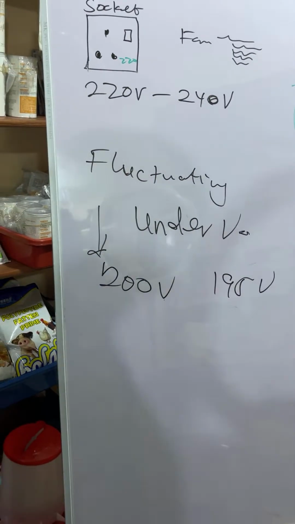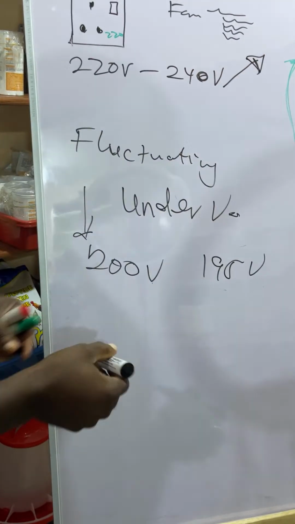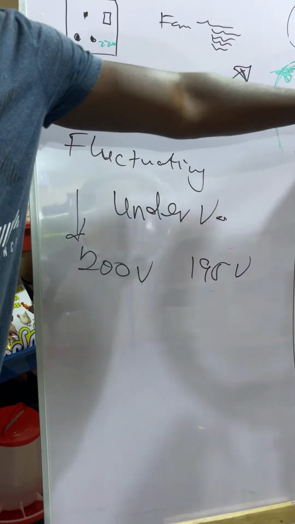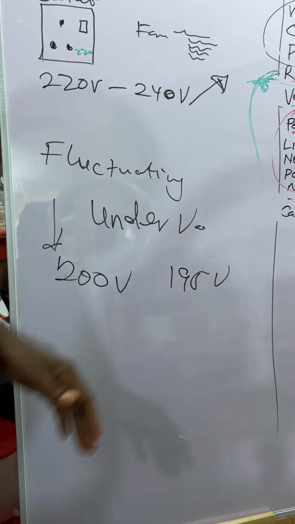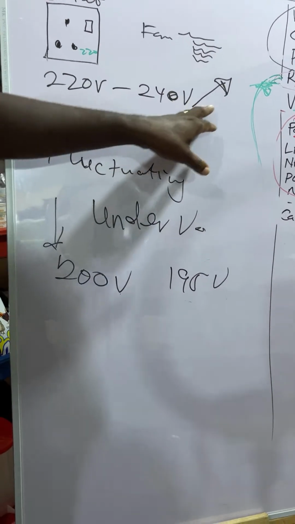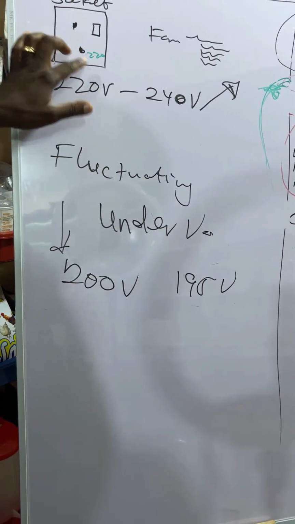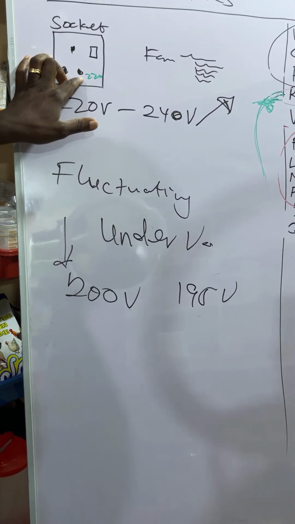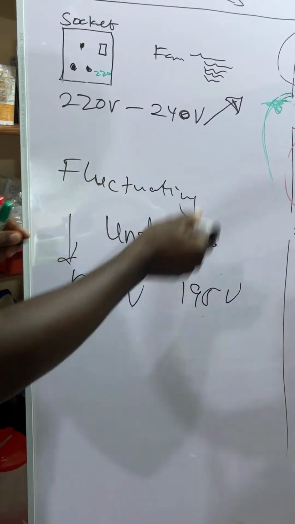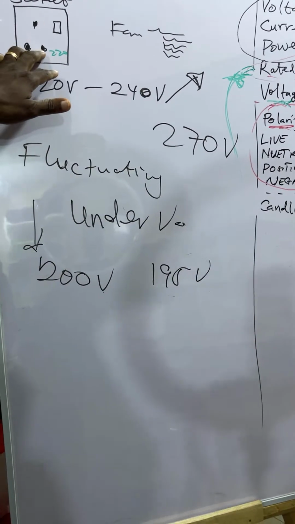In the same way, the voltage can go up above 240. That's over voltage or the voltage surge. Surge means it has shot up. And what can happen when your voltage shoots up? Let's say you've plugged your incubator here and something happens and ECG gives you a voltage that is, let's say, 270 volts. What will happen to your appliance, your incubator?